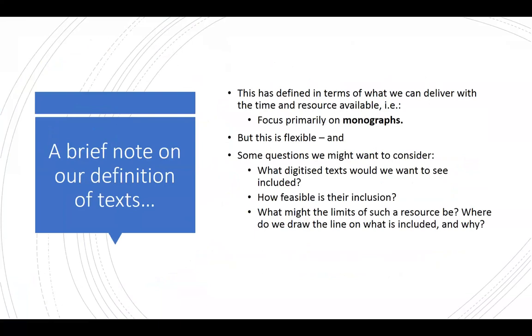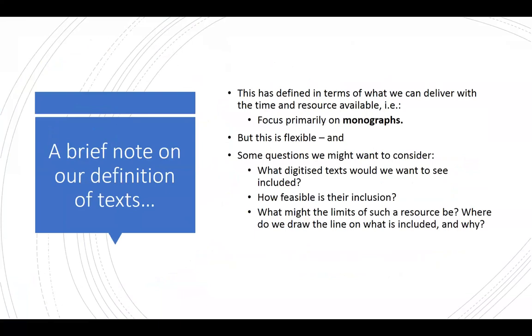So I want to briefly say that, for the purposes of the network, we're defining texts in a quite limited way, because we have a limited amount of time and a limited amount of resourcing to do this project. So we're primarily looking at monographs. But this is flexible, and there are some questions I would want to consider here. What digitized texts might we want to see included?